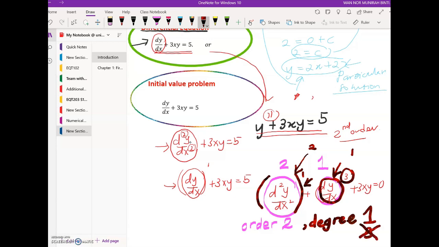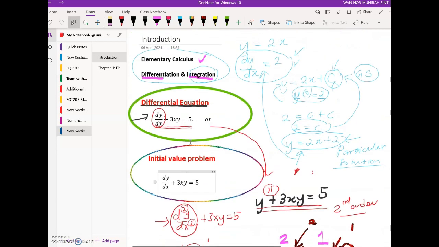No, you cannot say that, because whenever you want to determine the degree, you must refer to the highest order or to the highest derivative. The degree must be referred to the highest order or highest derivative. So that is how you determine the order as well as the degree of a differential equation.